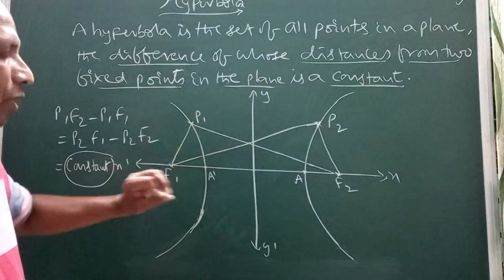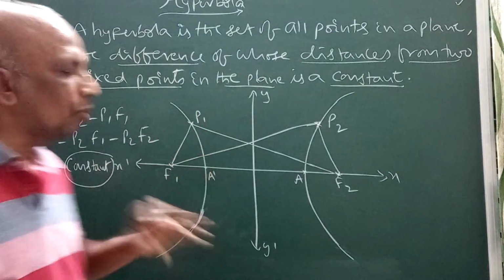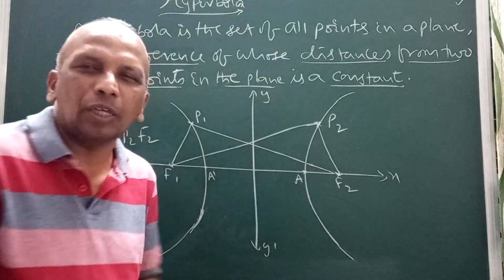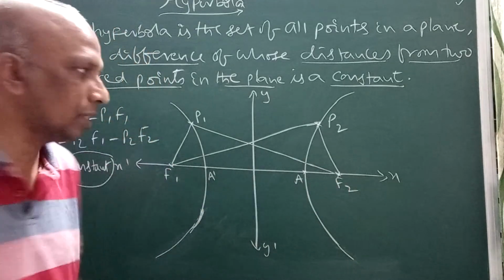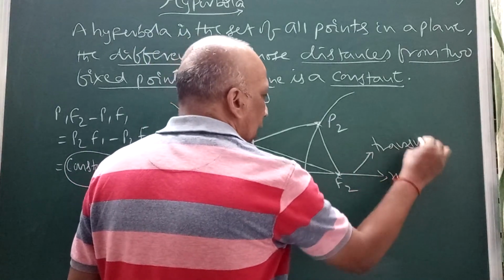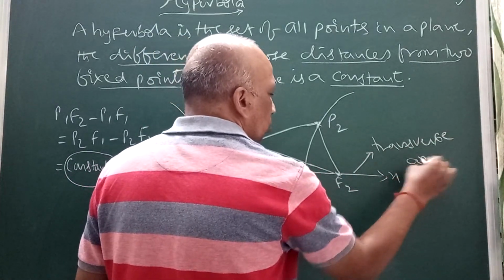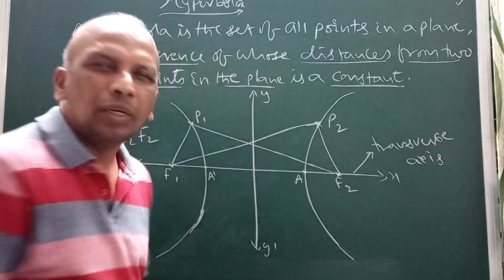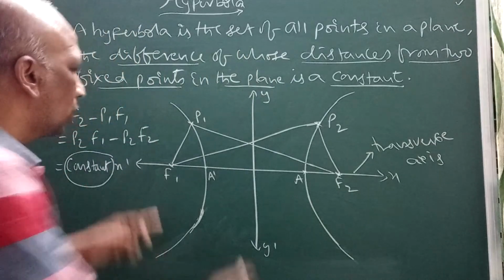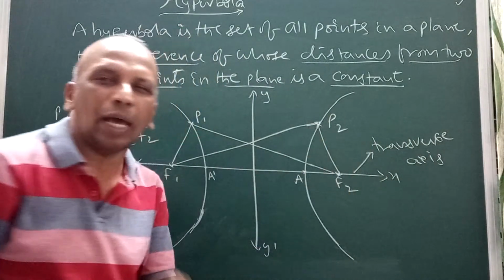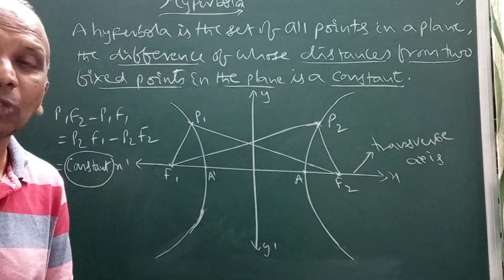Now here, first you observe. In hyperbola, the line passing through the foci is called the transverse axis. The line which passes through F1 and F2 is called the transverse axis.